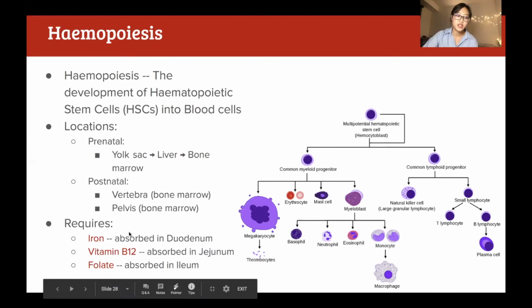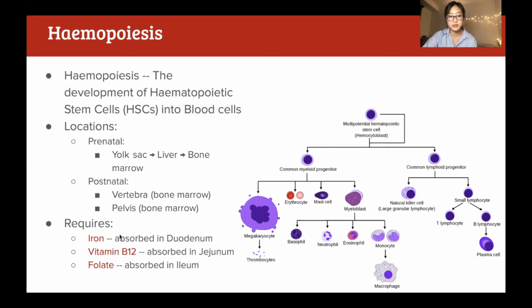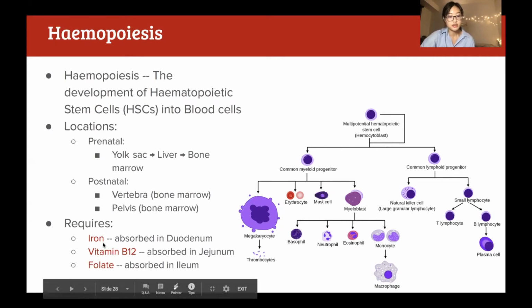Now, we also need some specific minerals for haemopoiesis to happen. These are iron, vitamin B12, and folate. Iron is absorbed in the duodenum, vitamin B12 is absorbed in the jejunum, and folate is absorbed in the ileum. I don't expect any of you to actually know what these are, but these three are parts of the small intestine.